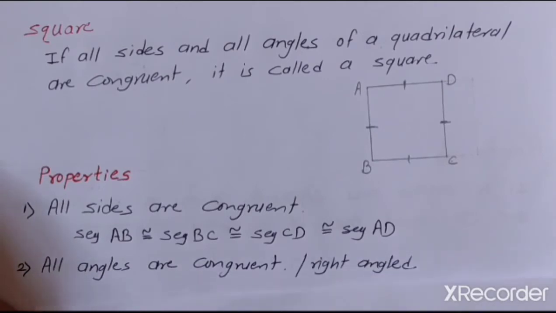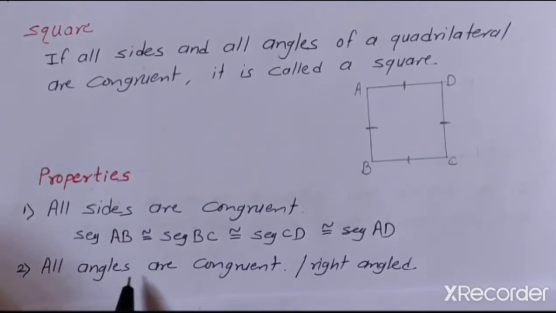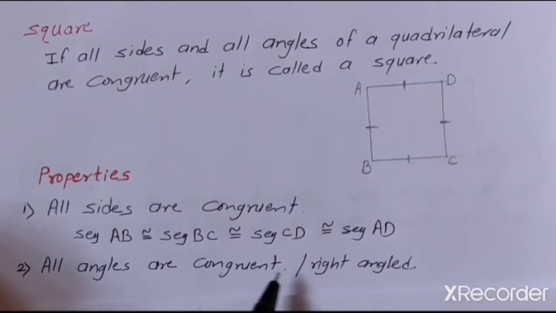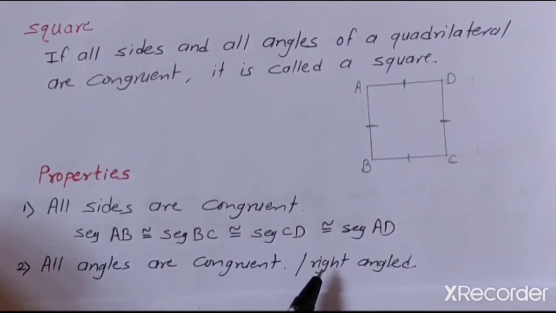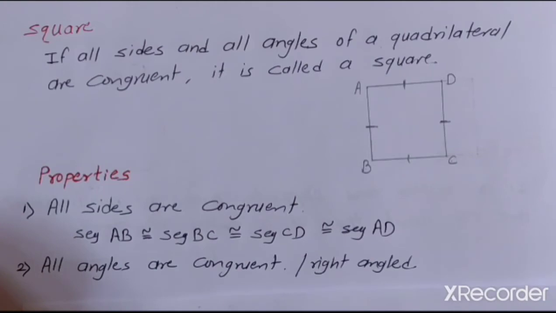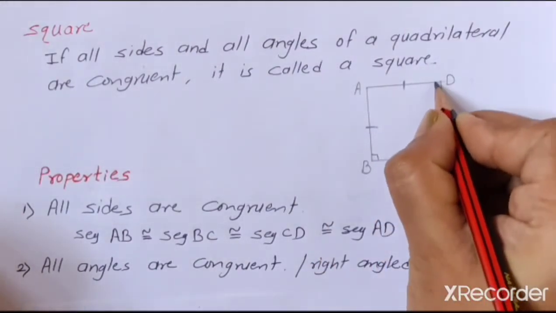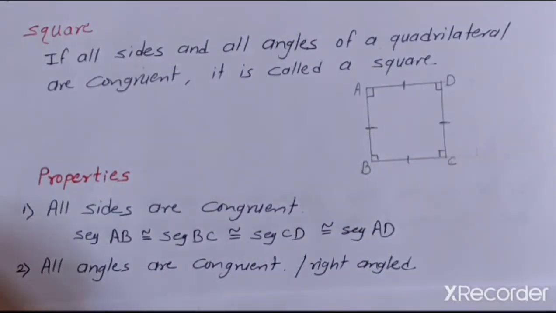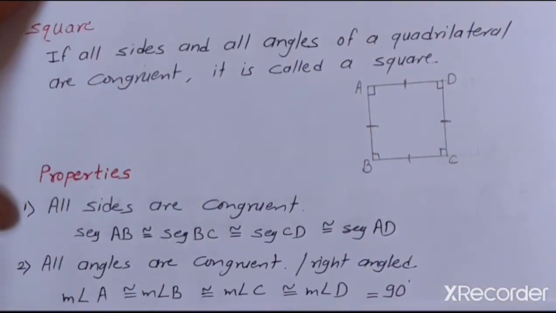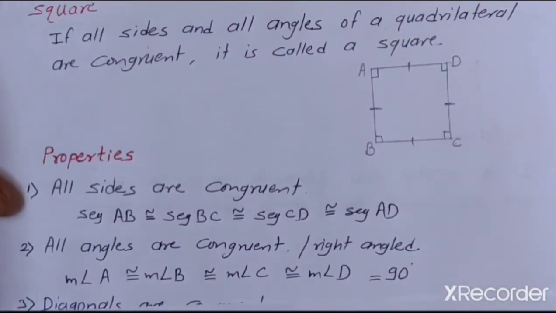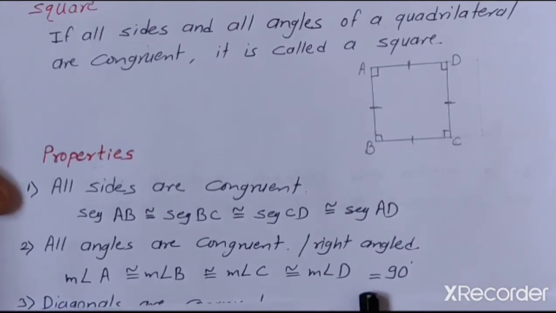are congruent. Let's move to the next property, which is related to angle. All angles are congruent, or in other words, all angles are of measure right angle. So here I am making this right angle mark. Therefore we can say that all these angles are congruent, which is equal to 90 degrees.